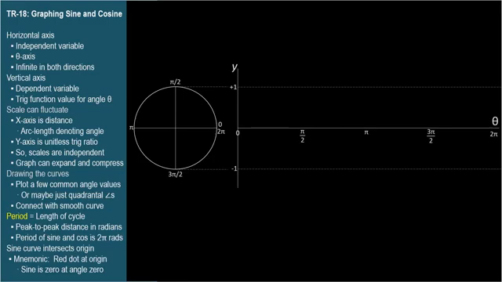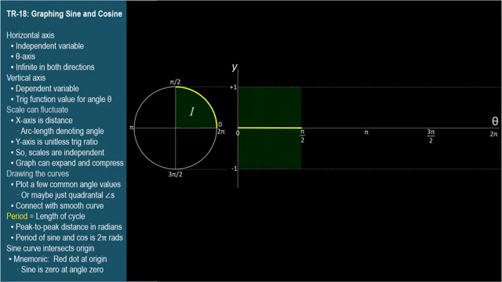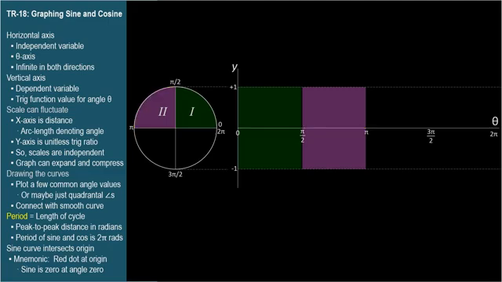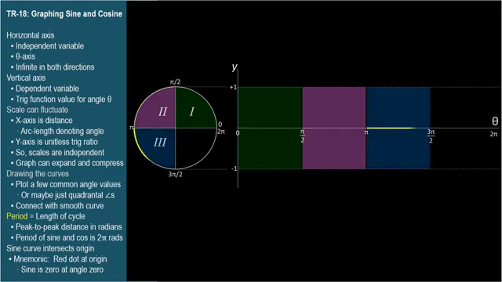I want to draw your attention to the duality between these graphs. Here's quadrant 1 on the unit circle, and this section of the function graph between 0 and pi over 2 radians represents quadrant 1. I'm color-coding to show the duality. Quadrant 2 includes angles between pi over 2 and pi. And similarly, quadrants 3 and 4 each have their distinct sections of the function graph.